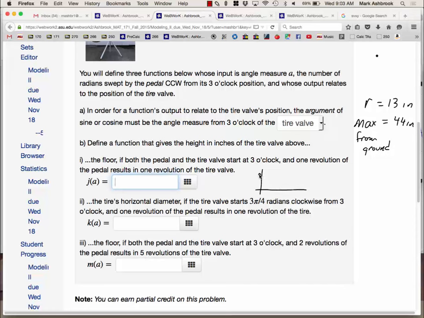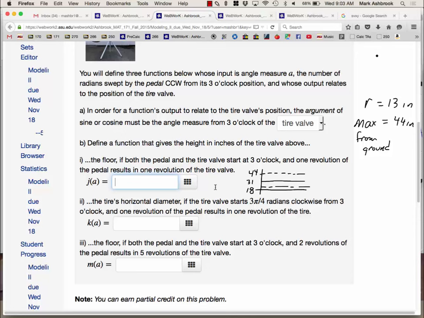Midline is going to be what? If the max above the ground is 44 and the radius is 13, then what's the midline? 31? And the min would be 13 less, what, 18? Yeah. So the valve is going between 18 inches above the floor to 44 inches above the floor because the radius is 13. So 18 to 31 is 13, 31 to 44 is 13.